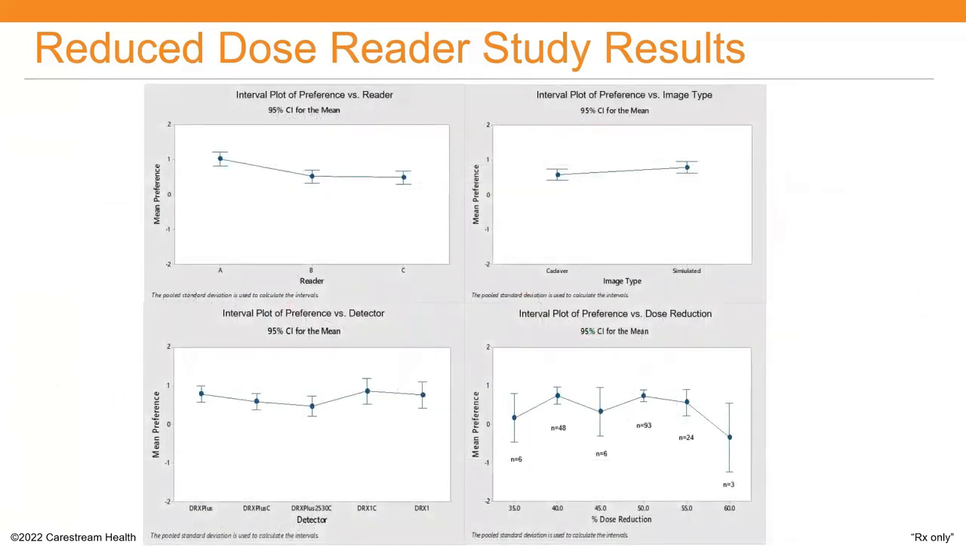These are plots of mean preference as a function of the major factors of the study. Top left illustrates that reader variability is a significant source of variation due to reader A's confidence interval not overlapping the other confidence intervals, and that all readers preferred SNC on reduced dose images over the nominal images processed with EVP Plus alone due to the positive preference means. The remaining plots illustrate that image type, detector, and the percentage of dose reduction are not significant factors. Due to the small number of samples at the 60% dose reduction level, our dose reduction conclusions are restricted to levels less than 55%.